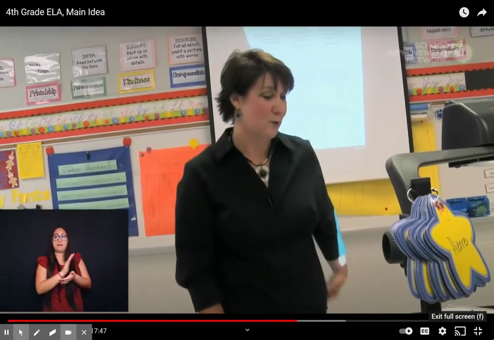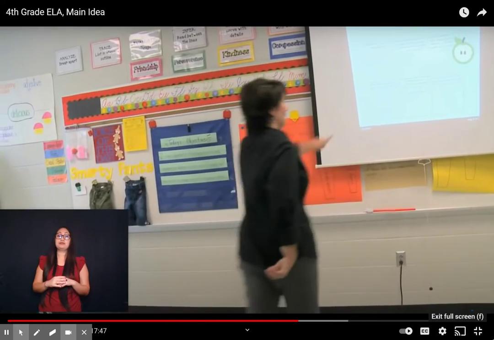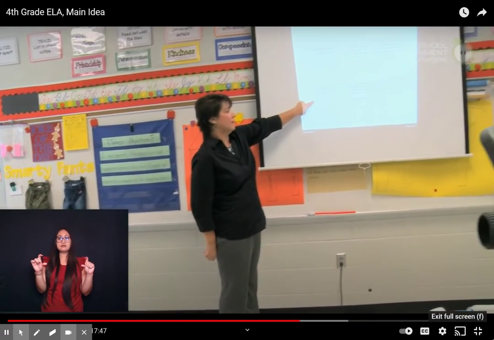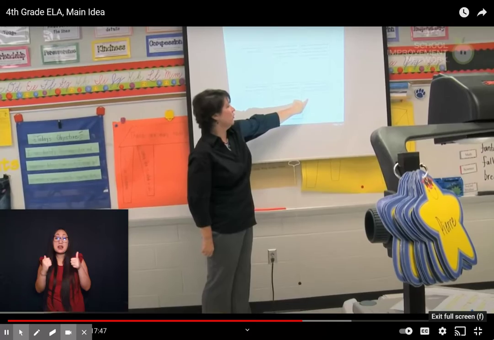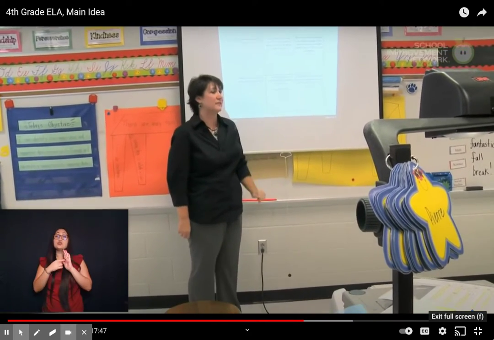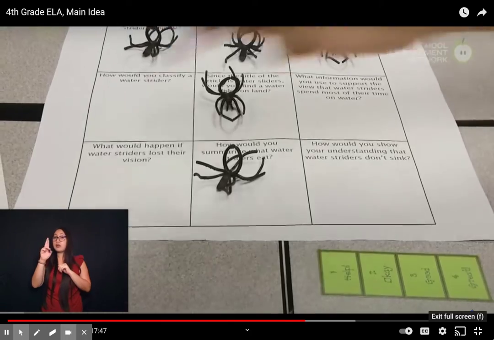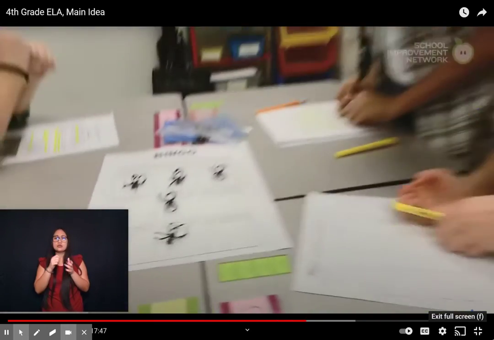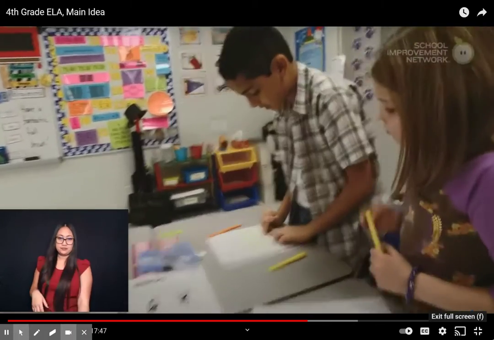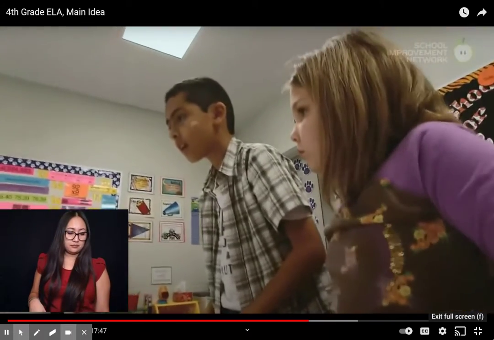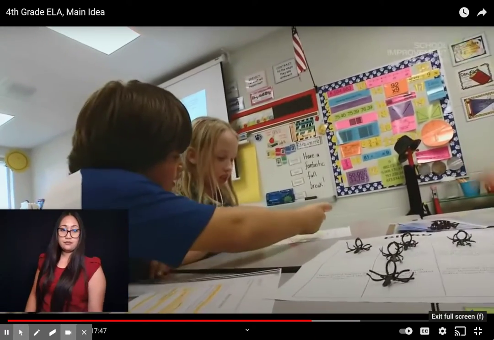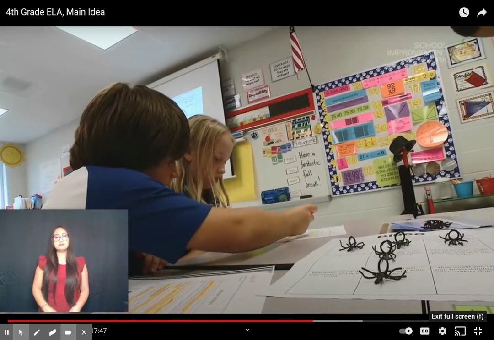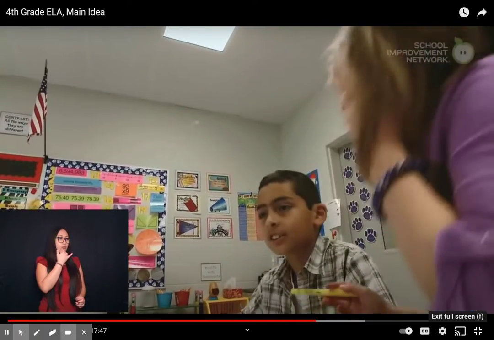Next row, here we go. Bottom row. What would happen if water striders lost their vision? You should already have this one answered. And how would you show your understanding that water striders don't sink? Go. On paragraph 5, water striders also have very good vision and can move. Yeah, but that doesn't say what would happen. If water striders would what? Becoming prey. Josh, that's wrong.